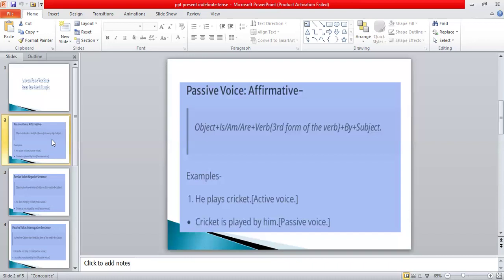So same is the case over here. Cricket is played by him. Cricket is the object of the active sentence. It will come in the beginning of the sentence. Then the helping verb will be there. Then the third form of the verb will be there. And then he will be changed into him. Why? Because he is the subject pronoun, and here we have to change he into him because him is the object pronoun of he. So in this way, you can change an affirmative sentence, a positive sentence of active voice into passive voice.